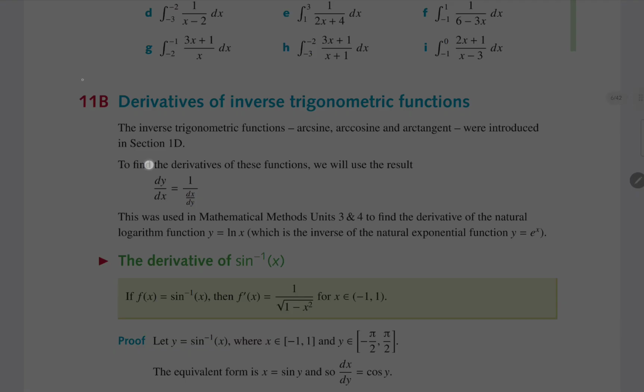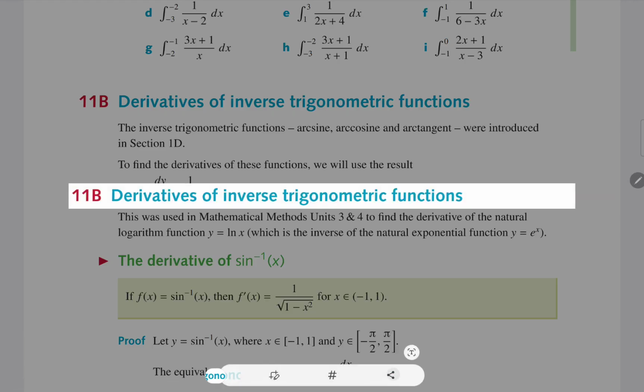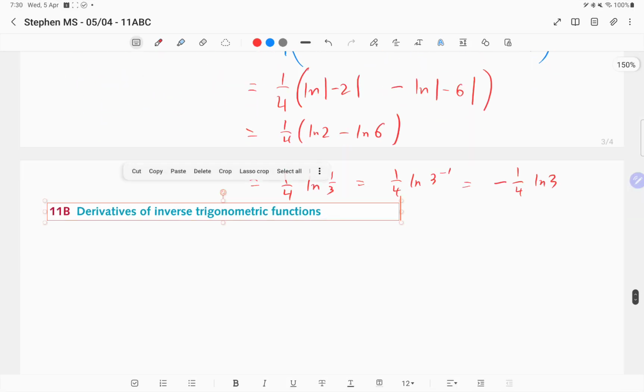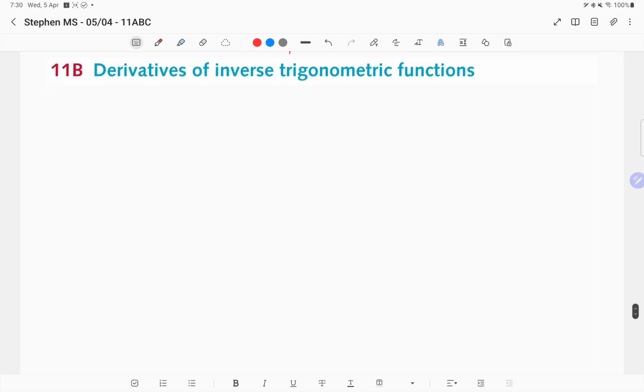Okay, moving on, 11B. Inverse trig functions. Ready for this? This is the sweaty stuff. It starts to get sweaty around here. Only 11A is kind of familiar; 11B is completely different. Inverse trig functions.